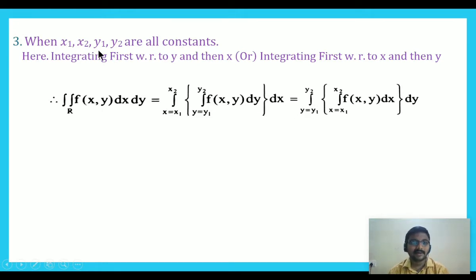In case all limits are constants, here the limits of the double integral are x1, x2, y1, y2. These are all constants. Apply integration with respect to y and then x, or with respect to x and then y. These are the three steps we have to follow to resolve the double integrals. To get a constant as a result, we have to take all these three steps.